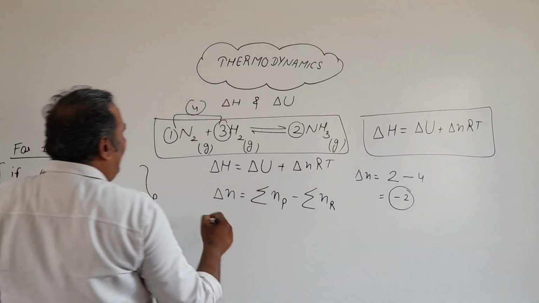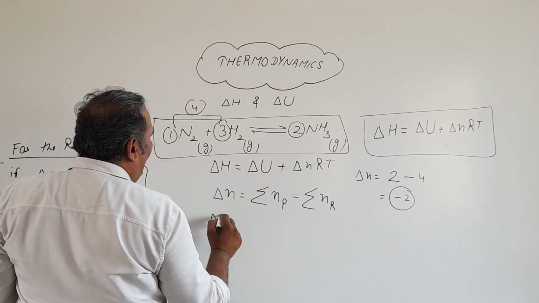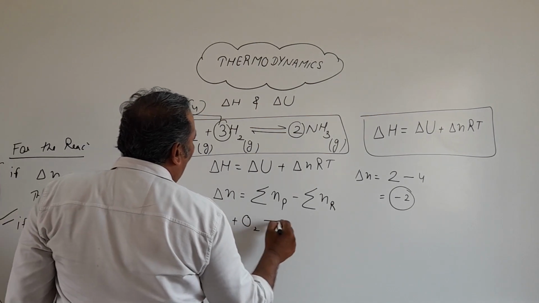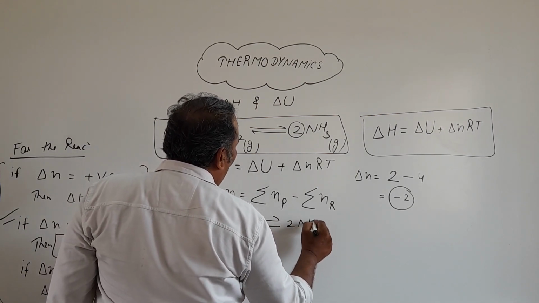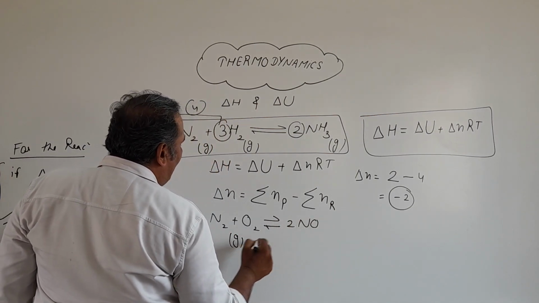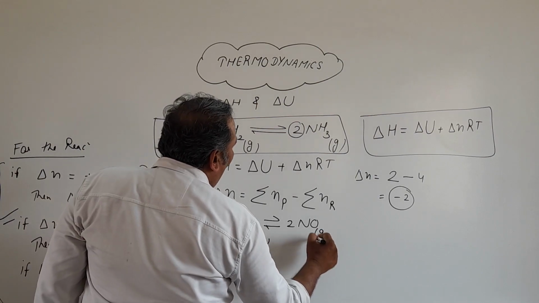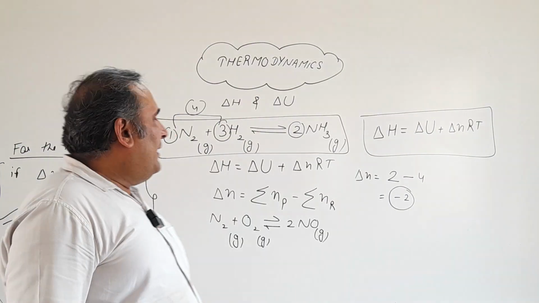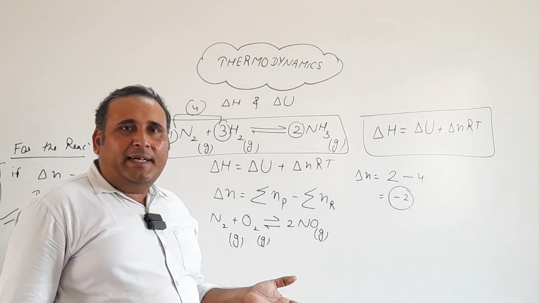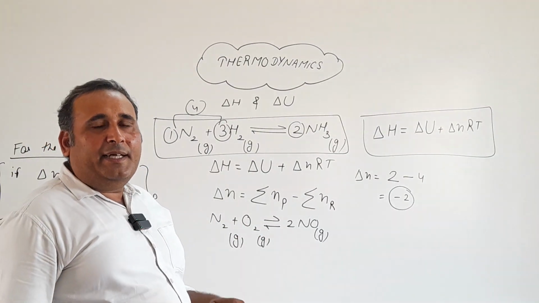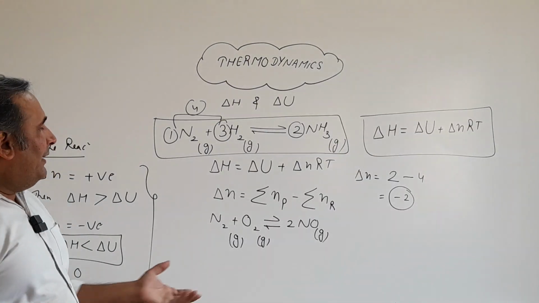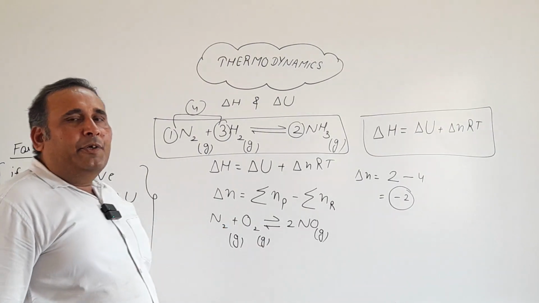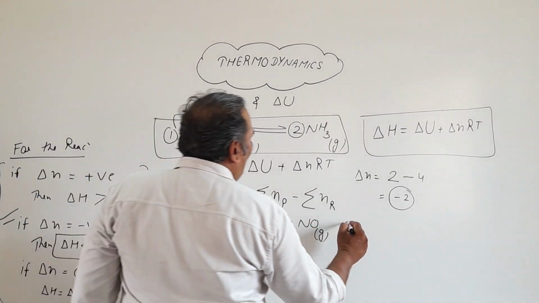For example, another reaction we can take is N2 plus O2 equals 2NO. All are in gaseous state. We have to find out which will be true for this reaction: delta H will be greater than delta U, or delta U will be greater than delta H, or delta H equal to delta U. So what is delta n for this reaction?